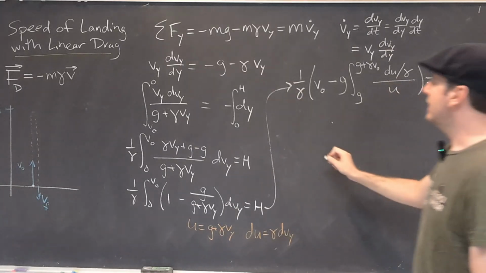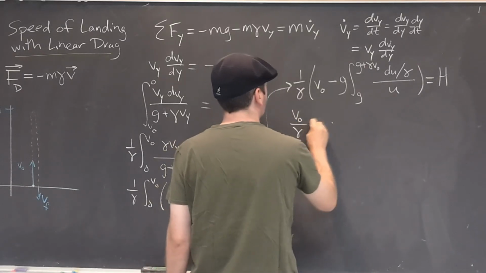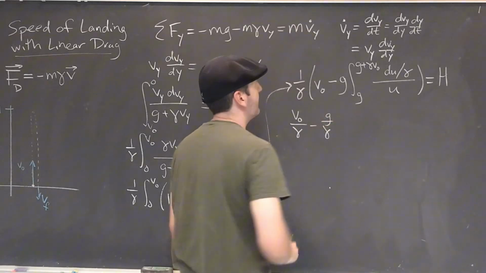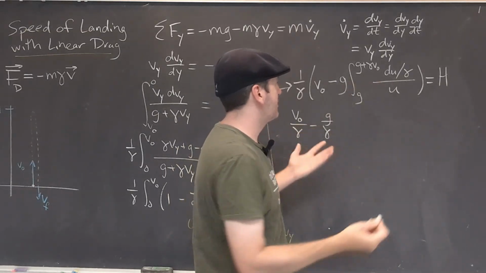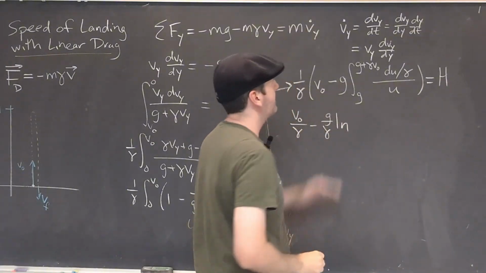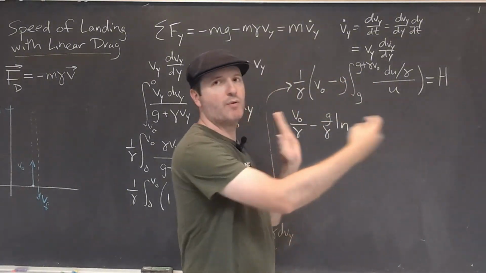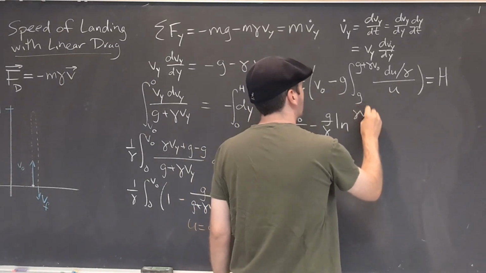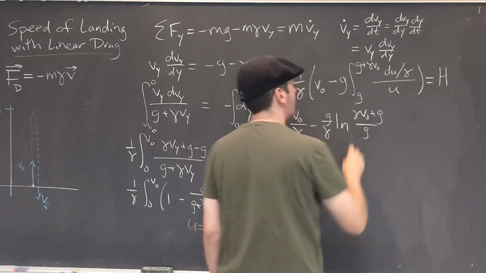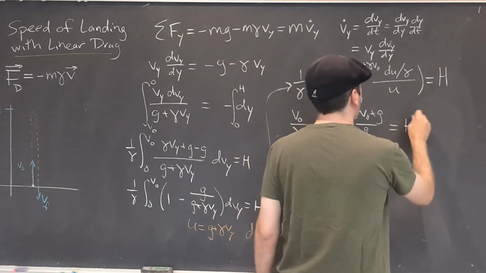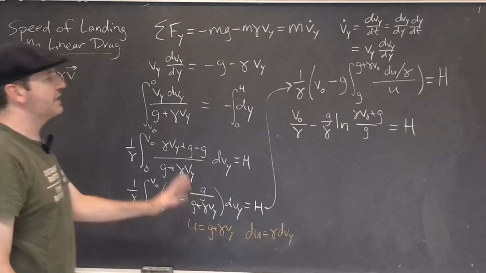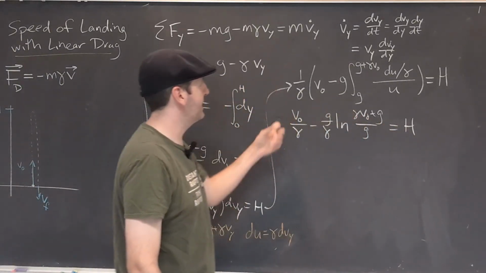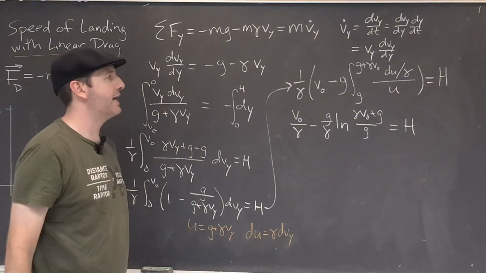Now it's quite easy. I have v naught over gamma minus g over gamma. Integral of 1 over u is just natural log. And I can just go ahead and plug in the top and bottom. Remember, they're being subtracted, but a difference of logs is the log of the quotient. So I'll write that as gamma v naught plus g all over g. And on the right-hand side, I have h. So there's a nice relationship that lets me find h in terms of my initial speed, g, and gamma.